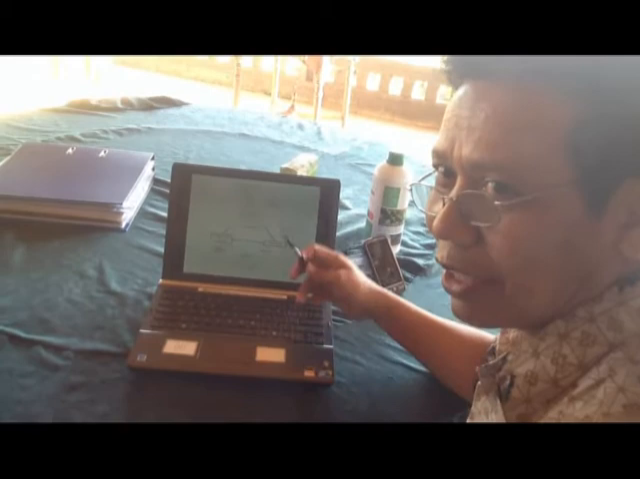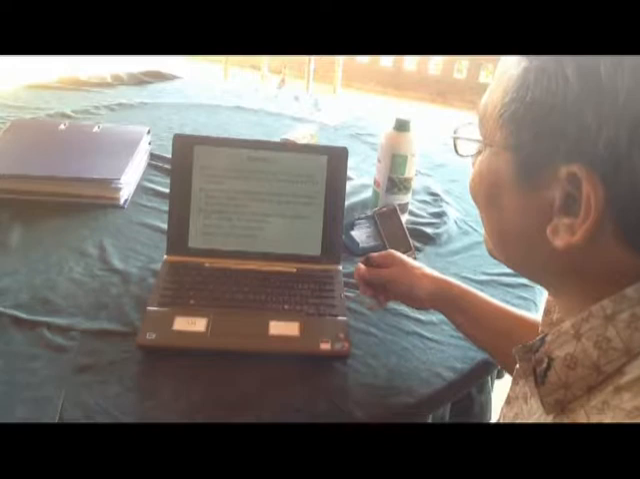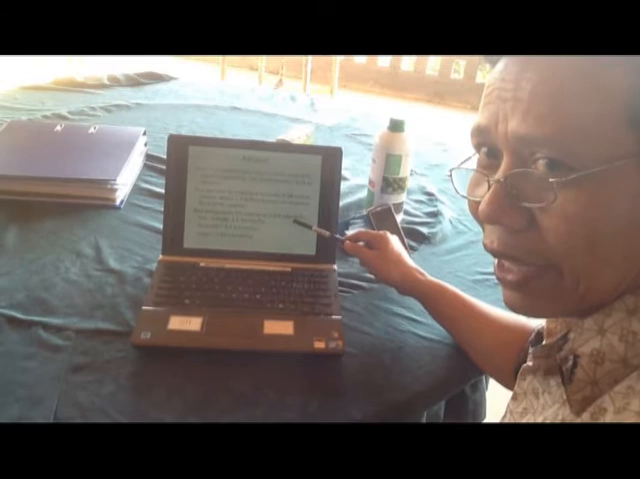Now we are talking about rice. You already know that 60% of the world population consumes rice. The demand for Indonesia is about 34 million tons, and we import about 2.5 million. But the rice productivity, in Thailand, how many tons per hectare? Over five tons per hectare. Yes.